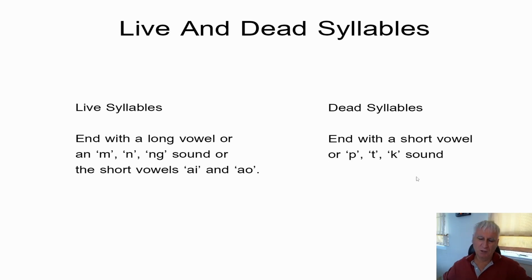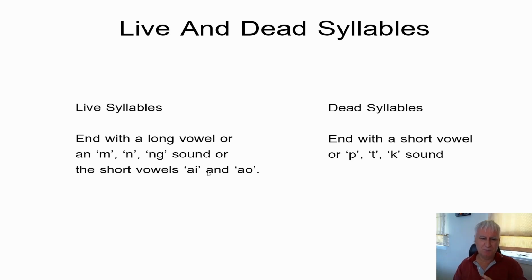So for example, the Thai word sip, ten, ends with a P sound. If I say sip and then try to continue voicing it, I can't. Sip, and it just stops. The Thai word for one, nung, ends with an NG sound. And if I try to continue voicing it, I can. Nung, that sound can go on, so that's live.